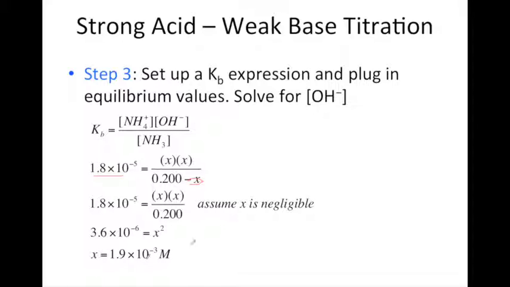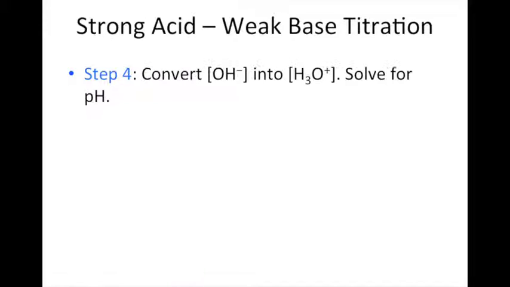And we get x is 1.9 times 10 to the minus 3 molar. Now remember, x is equal to the concentration of OH minus. It's also equal to the concentration of ammonium, but here we're wanting to get the pH. So our concentration of OH minus is 1.9 times 10 to the minus 3. So our final step, we just have to convert our OH minus into H3O plus, and that will allow us to solve for pH.